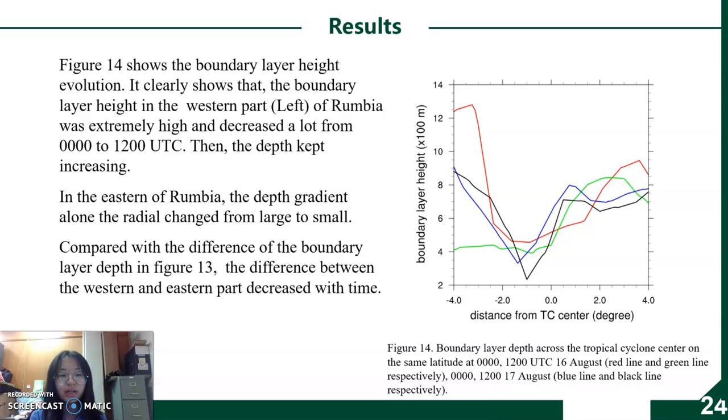Figure 14 shows the boundary layer height evolution, also at the same latitude. It clearly shows that the boundary layer height in the western part of Rambia was extremely high and decreased a lot from 0 o'clock to 12 o'clock UTC. Then the depth increased. In the eastern part of Rambia, the depth gradually changed. Also, along the radial it changed from large to small, compared with the difference of the boundary layer depths in the last figure. The difference between the western and eastern part decreased with time.